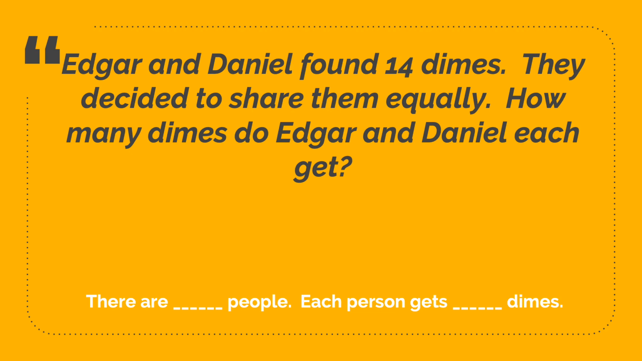In this problem, it says Edgar and Danielle found 14 dimes. They decided to share them equally. How many dimes do Edgar and Danielle each get? There are blank people. Each person gets blank dimes. Pause the video to work out the answer on a notebook paper.